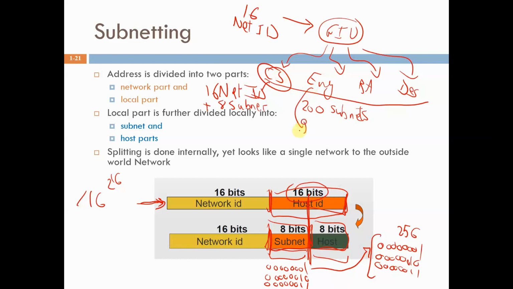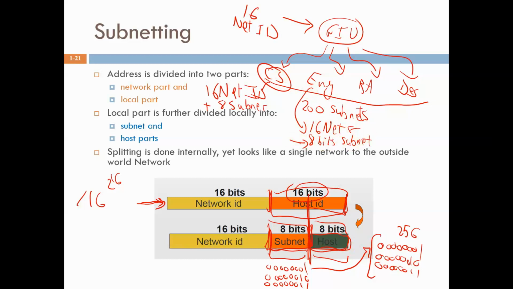Every device in the engineering network will have the same 16 bits for the network ID, but different 8 bits for the subnet. And by different, I mean different from the CS subnet. Okay, so all the 4 internal subnets will have the same 16 bits for the network ID, but they will have different 8 bits for the subnet ID. So all the devices in the CS subnet will have the same first 24 bits, and the remaining bits for the host are different. Same for the engineering one, same for the business administration, same for the design.